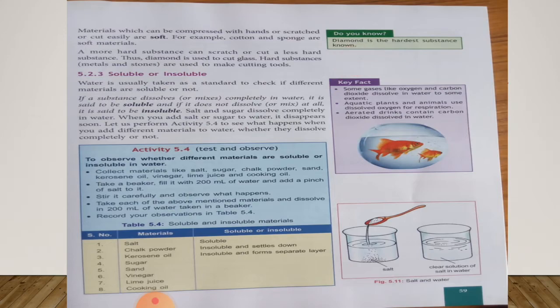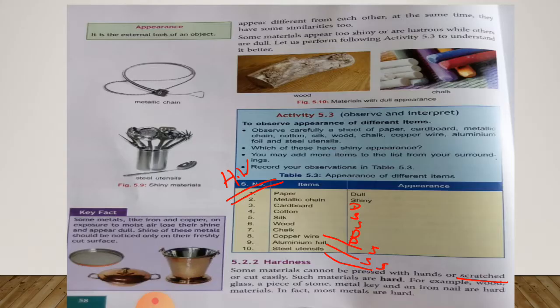We have left something in the previous page. Key fact: some metals like iron and copper, on exposure to moist air, lose their shine and appear dull. Shine of these metals should be noticed only on their freshly cut surface.